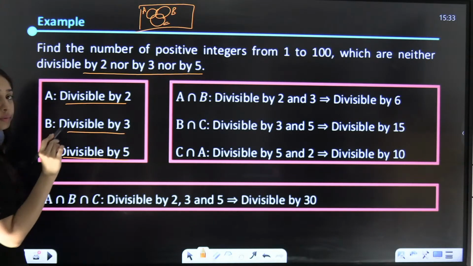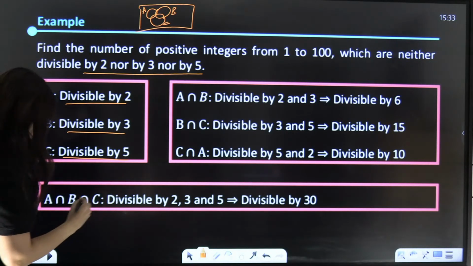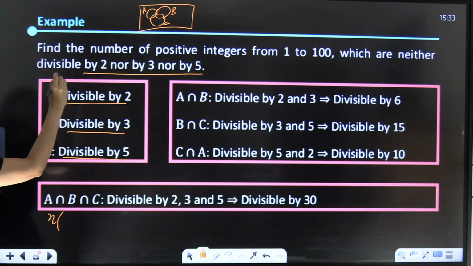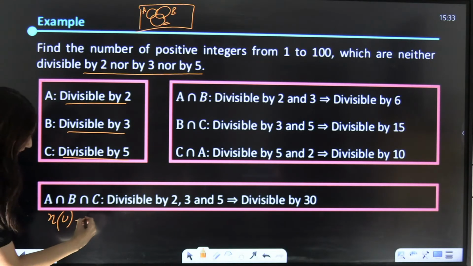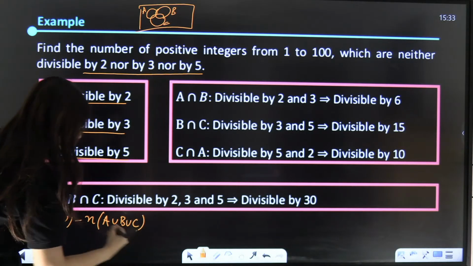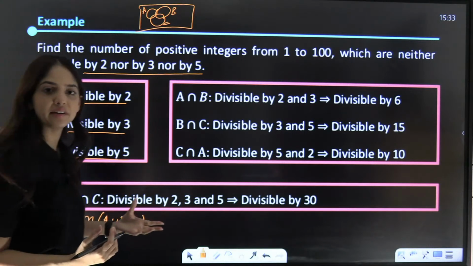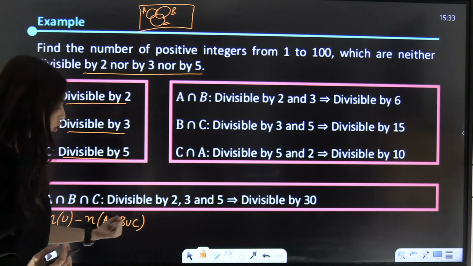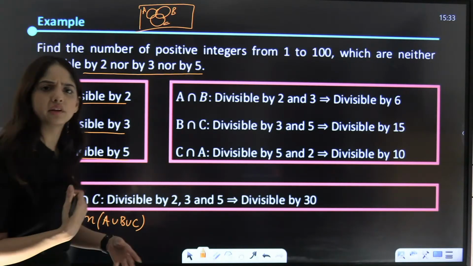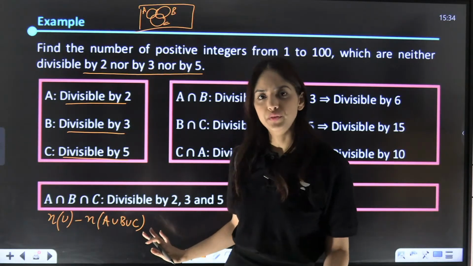Now what are we doing? We are just using our formula. What do we need to find? n of U minus n of A union B union C. That is what we need to calculate, those that are neither divisible by 2 nor by 3 nor by 5. That means we will exclude all of those cases that are divisible by either 2 or 3 or 5, at least one of them. We'll remove all of them. So that is what we have to calculate.